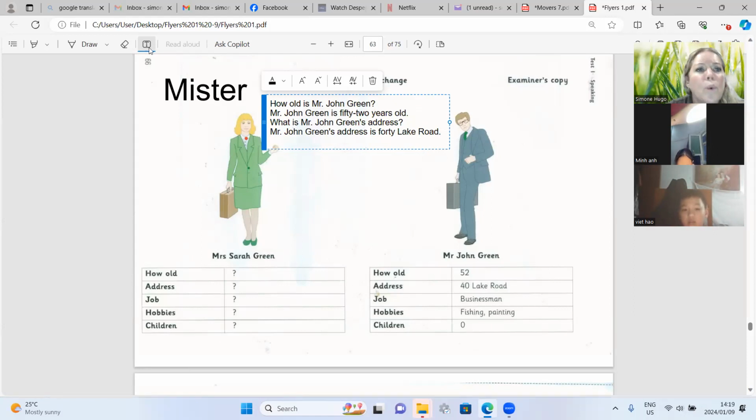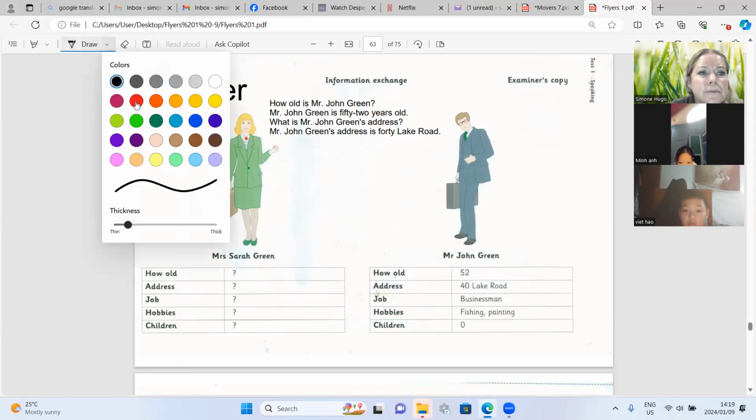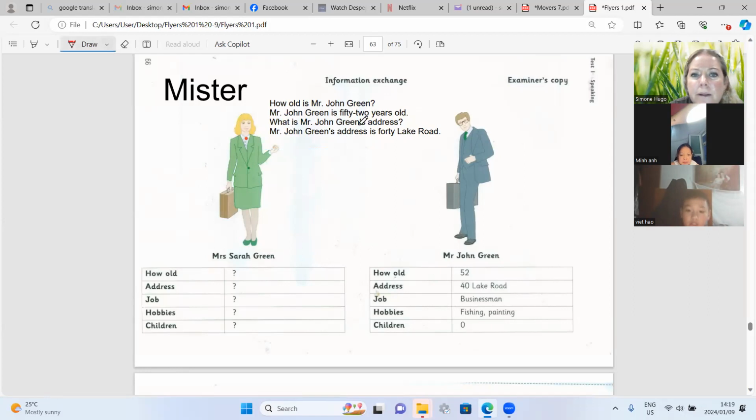Okay, when we use this little apostrophe S, it means it belongs to him. It's his address. His address. So Mr. John Green's address is.